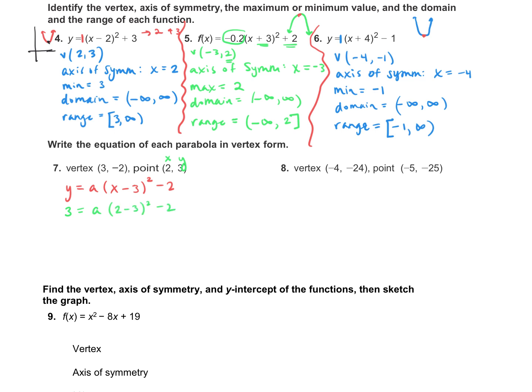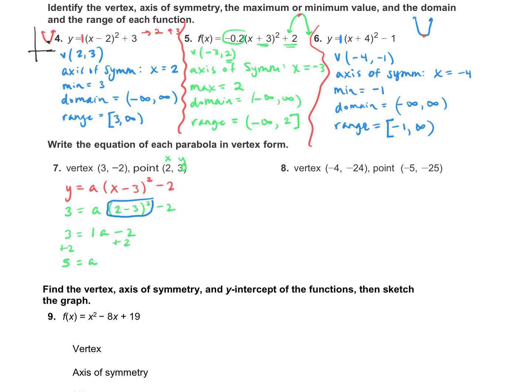We're just going to solve this part right here. We're going to get this simplified down to a single number first. So 2 minus 3 is negative 1, and negative 1 squared is a positive 1. So we have a positive 1 times a, and then the minus 2 I just carried down. Then we'll just go ahead and add 2, solving for a. So 5 is equal to 1a, which is the same thing as a. So a is equal to 5.